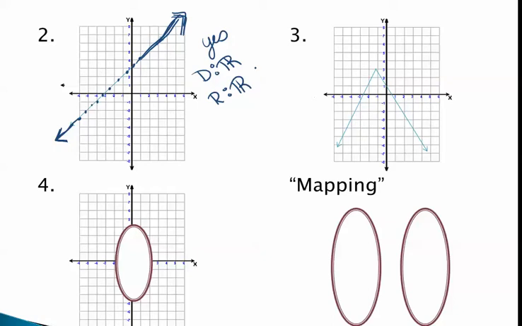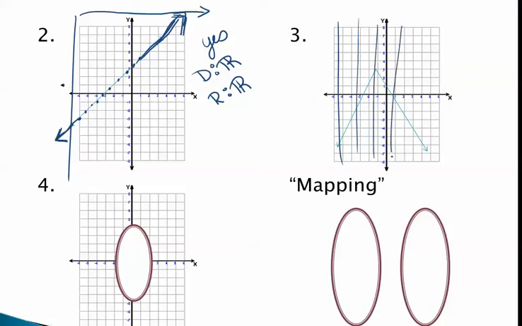You can also see if this is a function by the vertical line test. Vertical line test means you take a vertical line and scan it through the graph, and as long as the vertical line touches the graph at most one point, that will tell you it is a function. Now let's take a look at number 3. If I'm thinking about the vertical line test and scanning the graph left to right, notice that the vertical line will only hit once every time. So it does indeed meet the requirements and is a function.